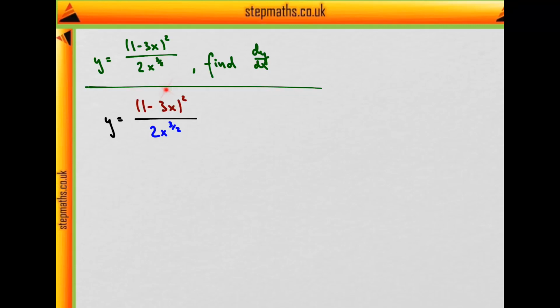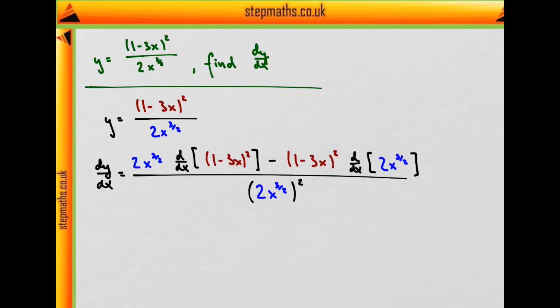So here it is with the numerator in red and the denominator in blue, because as we'll see it is a quotient, and we'll use the quotient rule, which tells us that the derivative of a quotient is bottom times the derivative of the top minus top times derivative of the bottom divided by the denominator squared. So let's try and take these two derivatives.